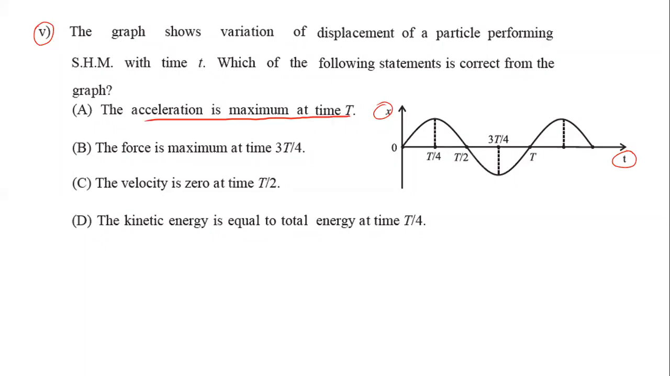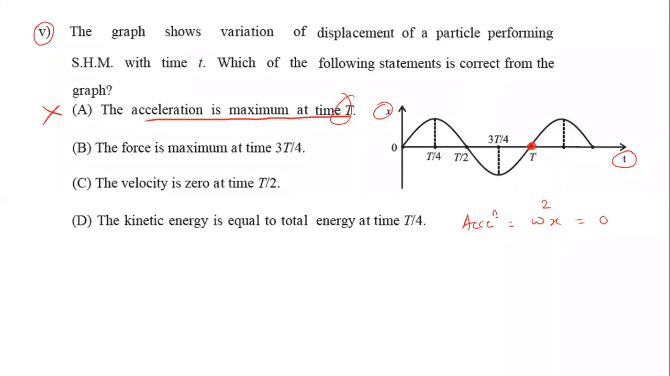So you know that acceleration is given by formula omega square x. So when x is maximum, that time acceleration is maximum. And at t, you can see here, at t x is 0. So acceleration is 0. So this option is not the right option.